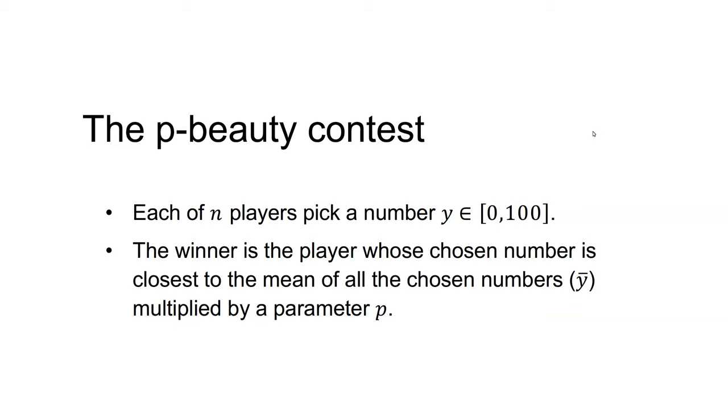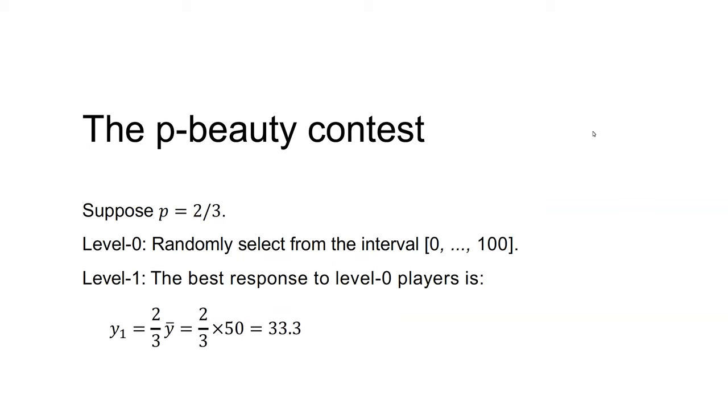P is commonly chosen such that P lies between 0 and 1, with P equals a half and P equals 2/3 common. How might Level K players play this game? Suppose P equals 2/3. A level 0 player does not think strategically. We will have the level 0 player randomly select a number between 0 and 100.